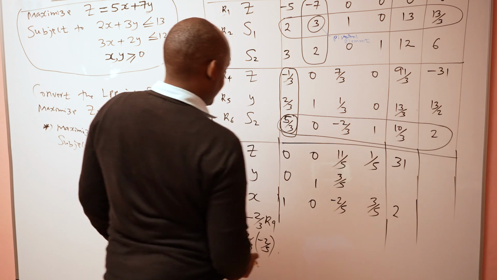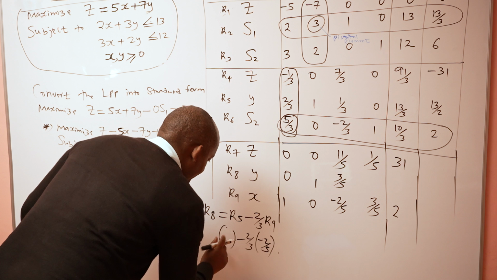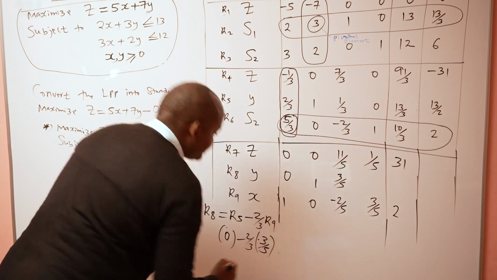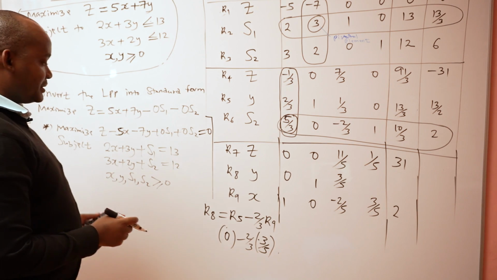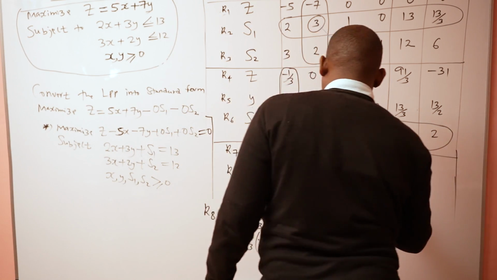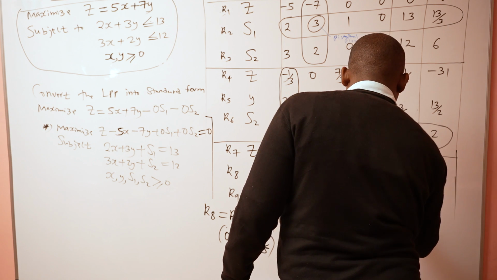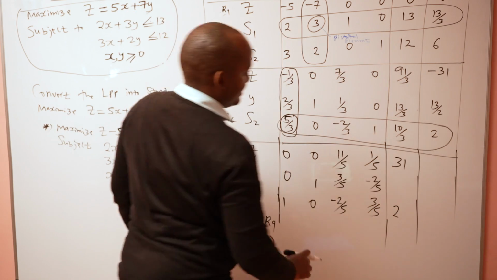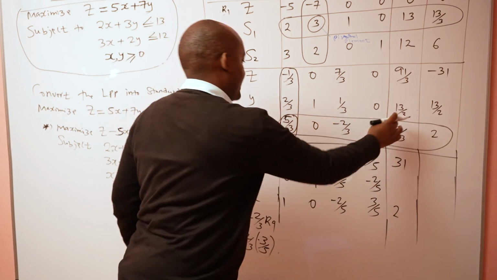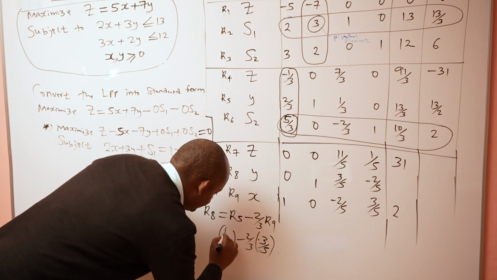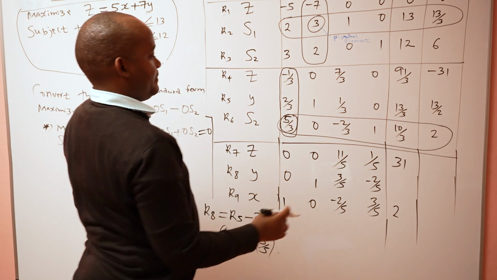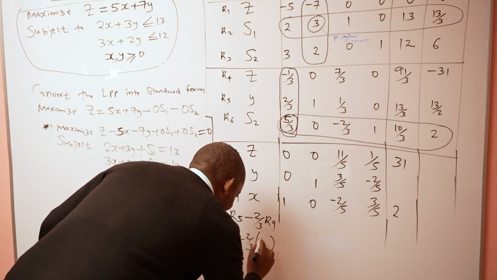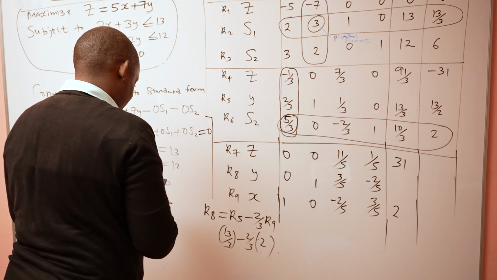The next one, you take 0 and 3 over 5. You have 0 and 3 over 5 there, which is going to give us negative 2 over 5. Still on the right hand side column, we have 13 over 3, it goes with 2. So you put a 2 here. That is going to give us 3.